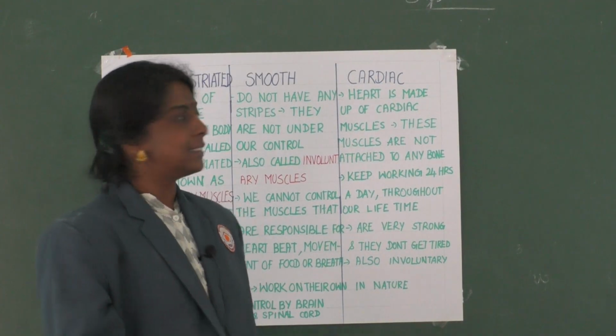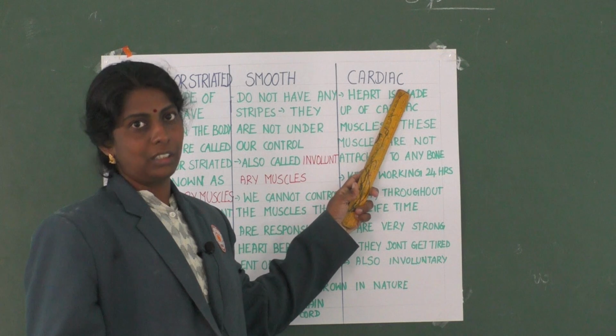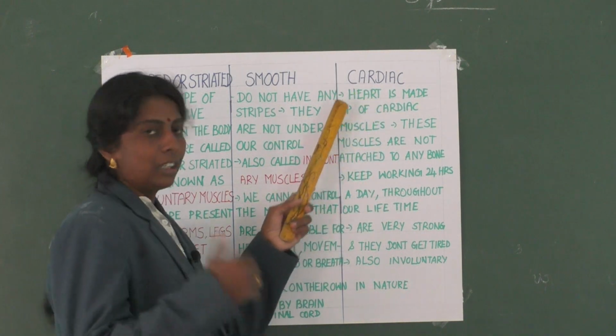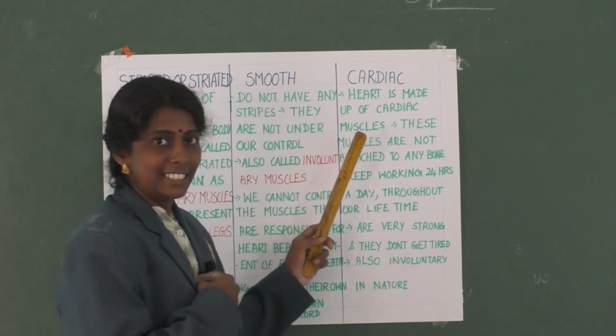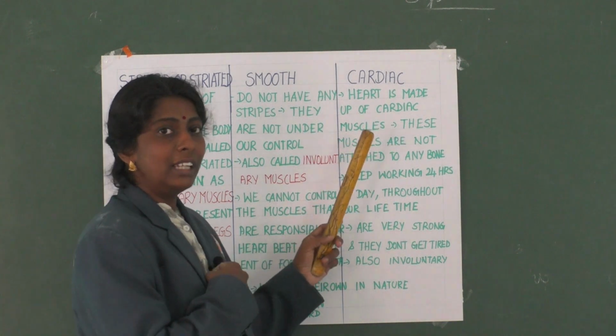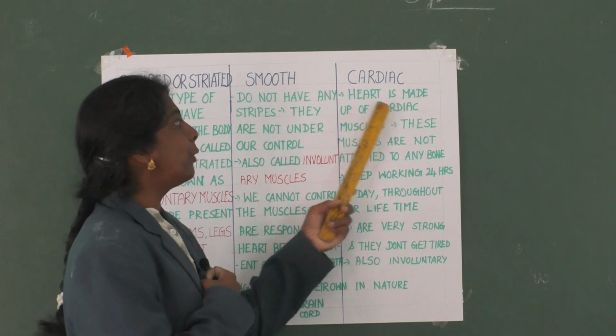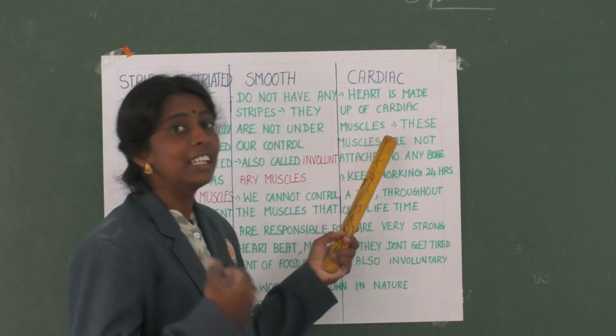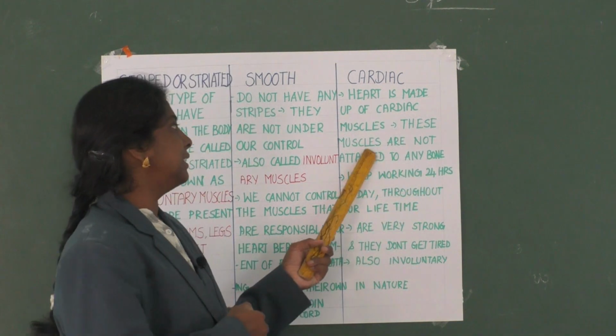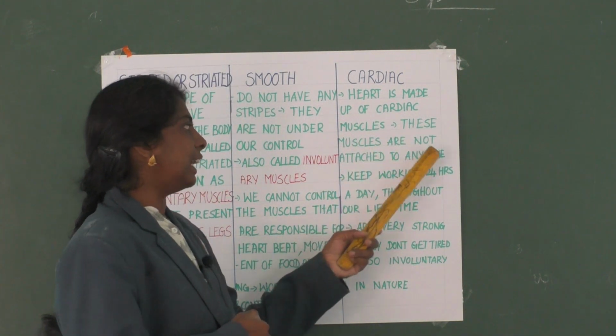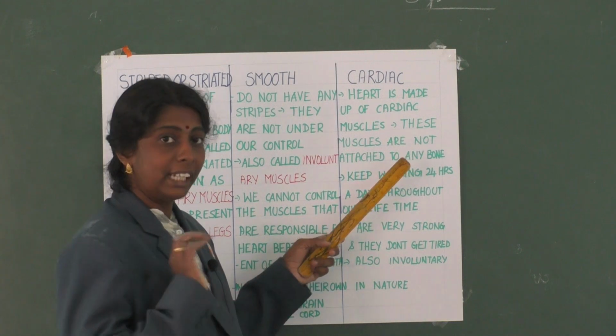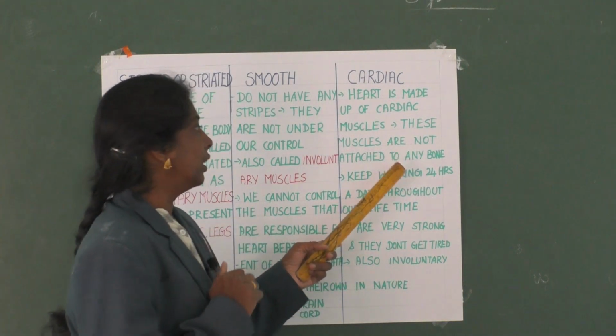The third type of muscle is cardiac muscle. Cardiac means heart, so these muscles are observed in the heart. The heart is made up of cardiac muscles. These muscles are not attached to any bone.